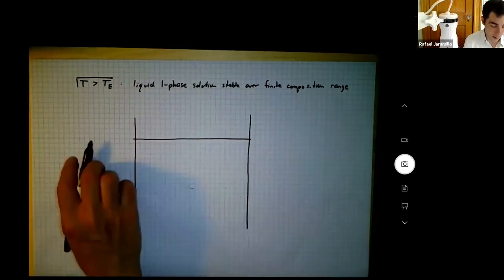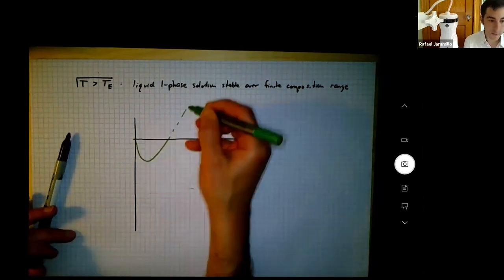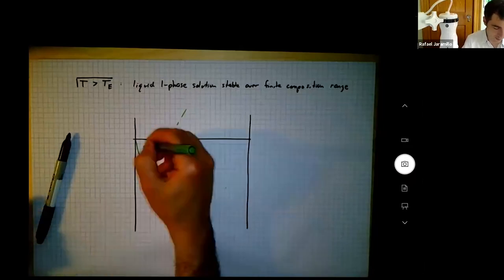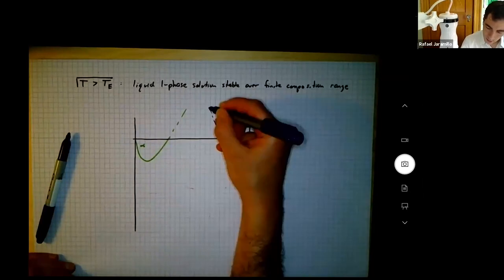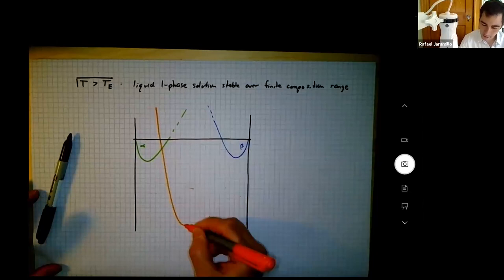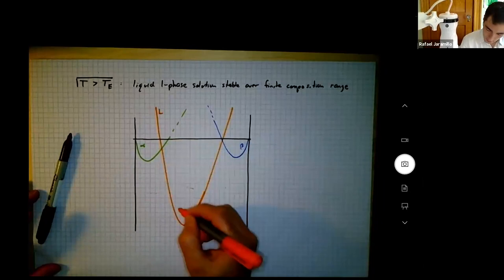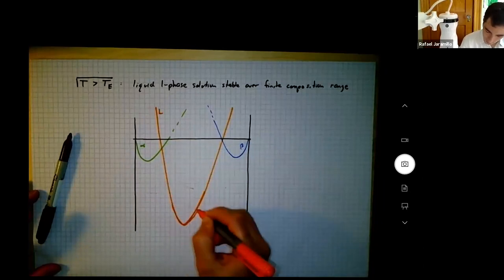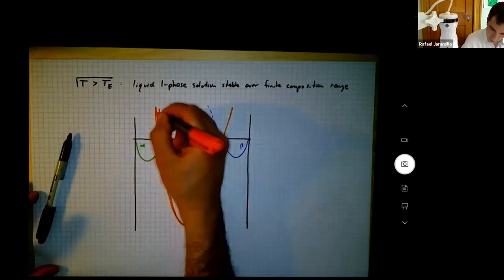So I'm going to again have a little alpha region. Alpha. I'm going to have a little beta region. Beta. But now the liquid has become very stable. So my liquid is going to come down like that. Sorry, I should have had some more curvature here. I didn't. But anyway, here's liquid. Let me draw this a little more curved. Here's my liquid phase.